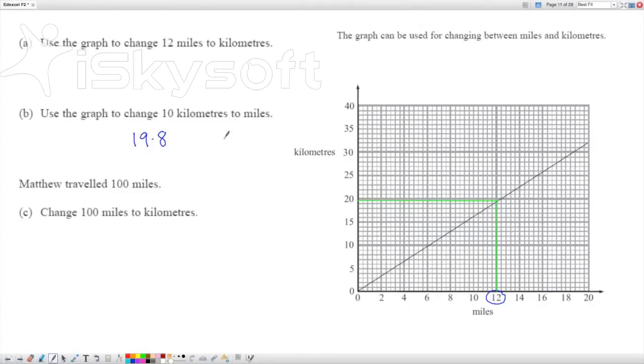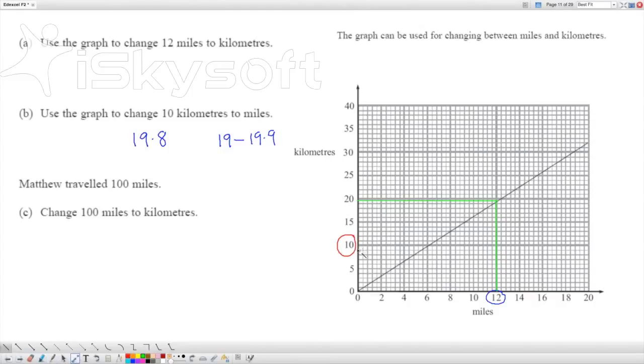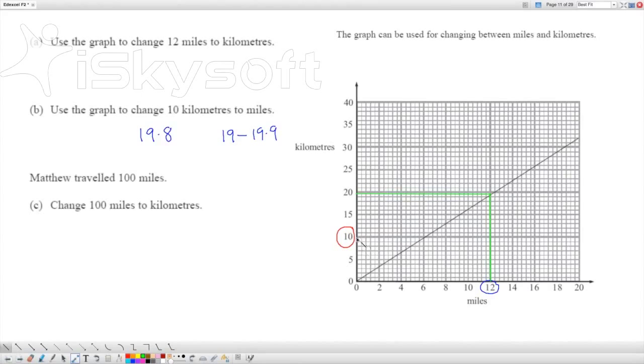On the exam, the examiner will accept anything between 19 and 20. So it's less than 20. You've got to be really accurate here. We're then asked to change 10 kilometres. So looking here at the kilometres, we're looking at 10. Same method needs to be used, taking your ruler. At 10 on the y-axis, draw a line across and down to the x, and it comes out on my graph looking exactly on 6.